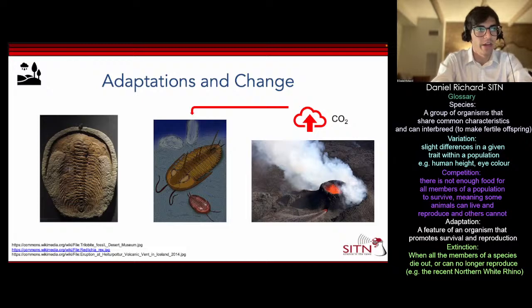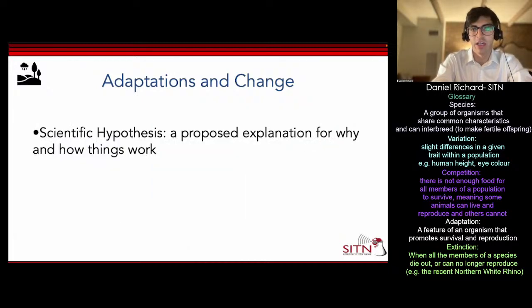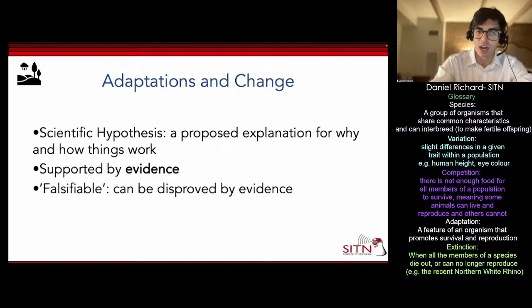However, before I do that, I'd like to define another term, a scientific hypothesis, just because what I'm going to talk about is a scientific hypothesis. A hypothesis is a proposed explanation for why and how things work. Importantly, a hypothesis is supported by evidence and explains that evidence and why we think that evidence looks the way it does.